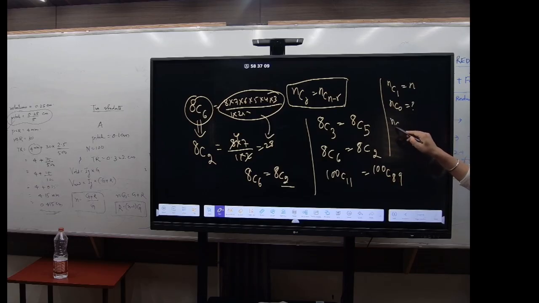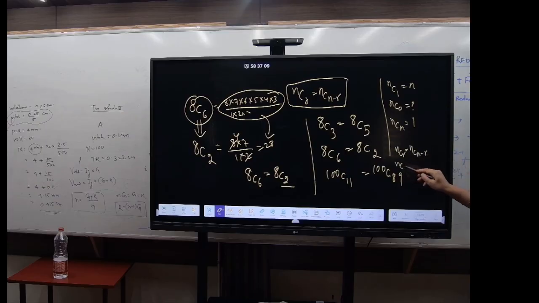What is nCn? Array, you have 8 objects. I am selecting how many ways I can select 8 out of 8? There is only one way. I have to select all, so there is only one way. So 8C8 is 1. And we know that nCr is equal to nC(n minus r).